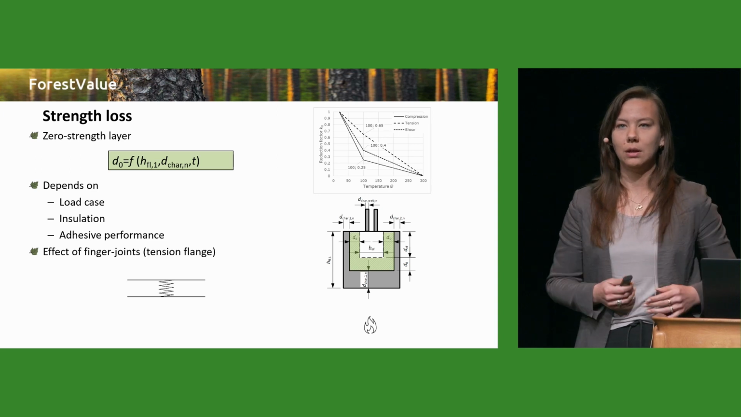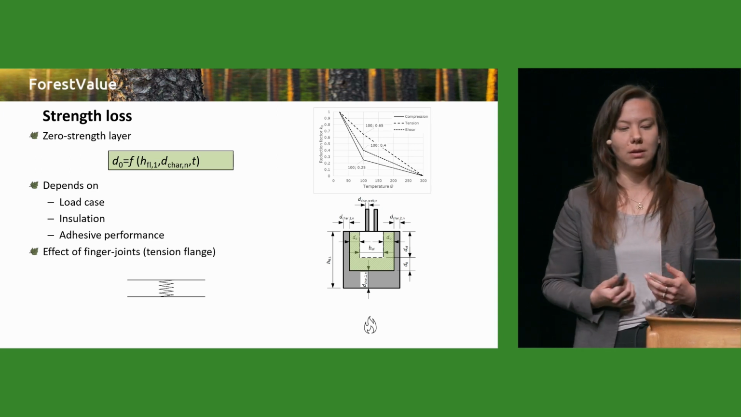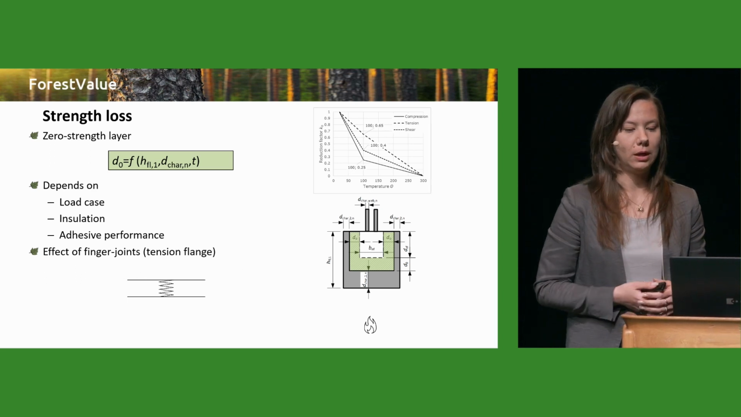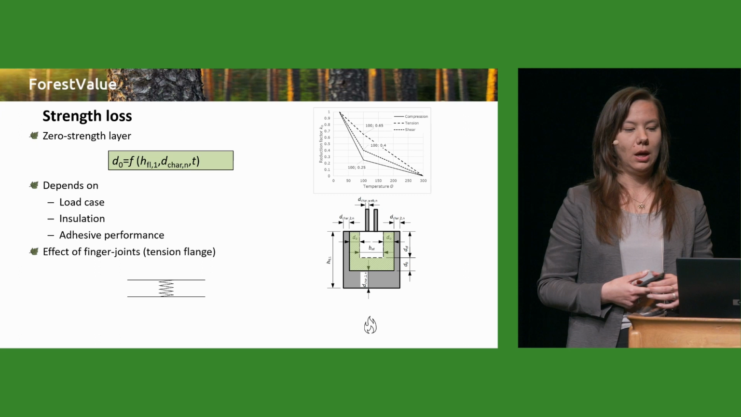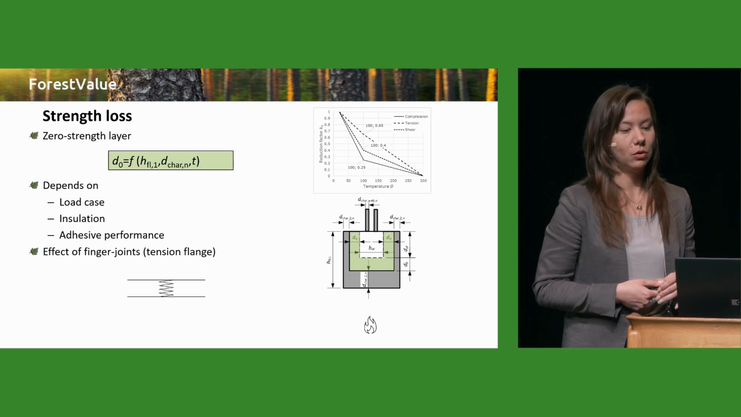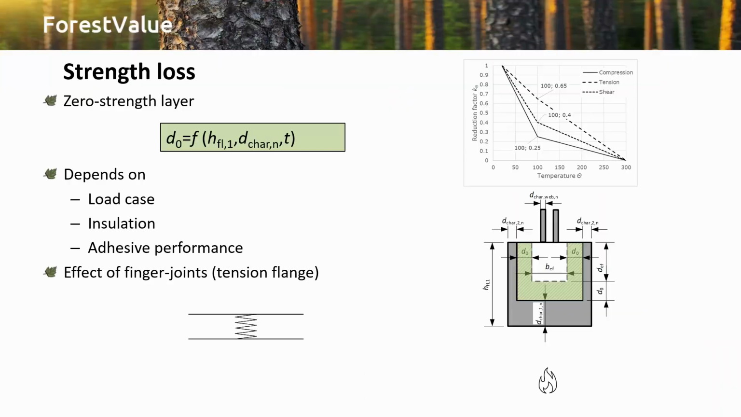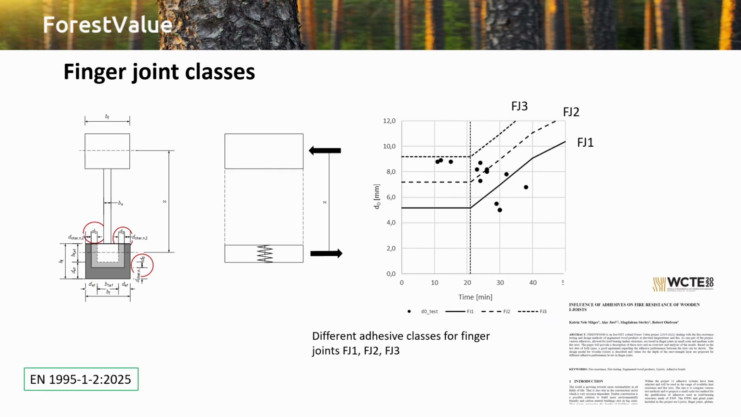So that's how much heat is stored, or heat is coming into the flange, which decreases the strength. And also, the biggest topic of this project is that the depth of the zero strength layer depends also on the adhesive performance. So for example, as you saw from Robert, in these tests with the I-joists in bending where the finger joint was in tension, the adhesive performance plays a large role in the total capacity.